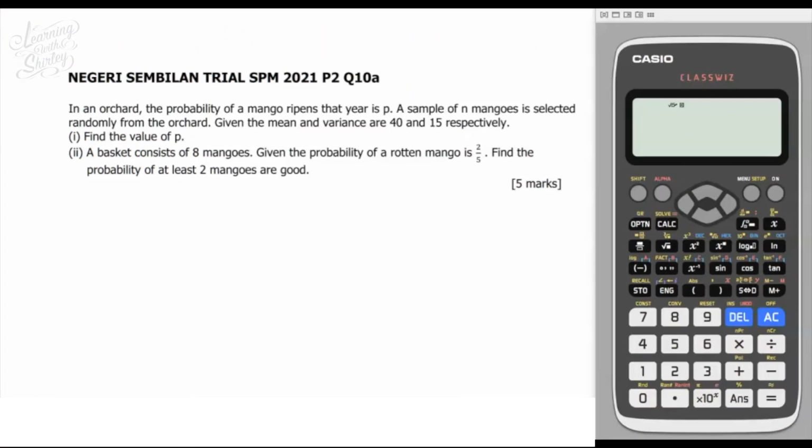Let's look at this question from Negeri Sembilan Trial SPM 2021, paper 2, question 10A. In an orchard, the probability of a mango ripens that year is p. So this is a probability that it ripens. A sample of n mangoes is selected randomly from the orchard, given that the mean and variance are 40 and 15. Okay, so here we got this 40, which is the mean, and this is the variance. So find the value of p. So we're going to find the value of p first. Okay, so here is the working.